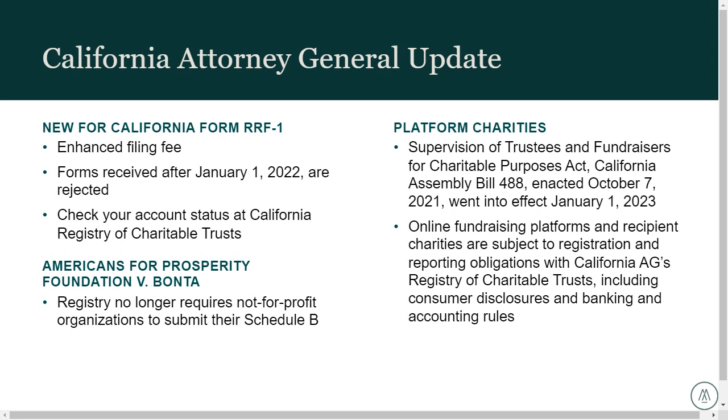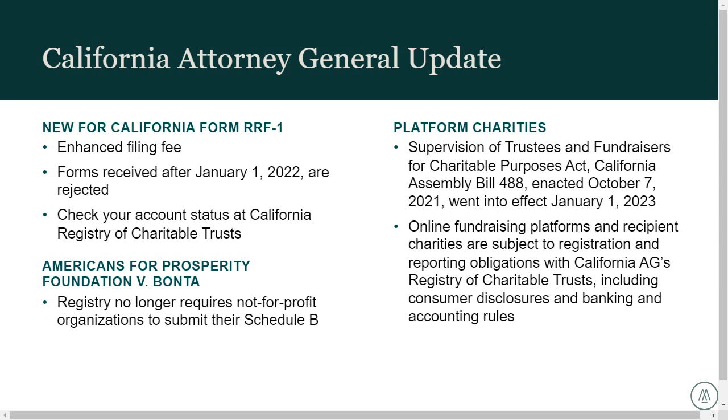Also, the Americans for Prosperity Foundation versus Bonta case is the one where in July of 2021, the Supreme Court ruled that California's requirement to disclose donor information was unconstitutional. So that copy of the 990 that you attach to your RF-1 still does not require the donor detail.